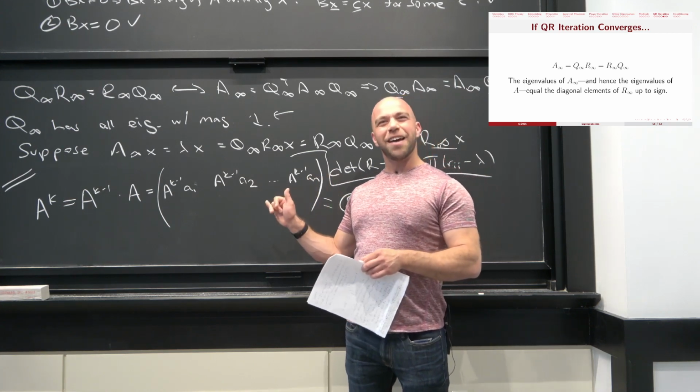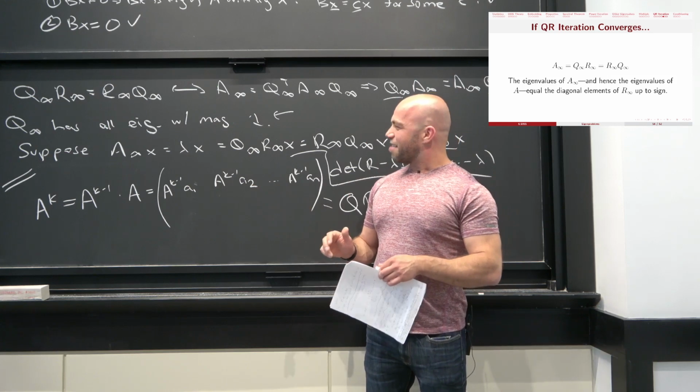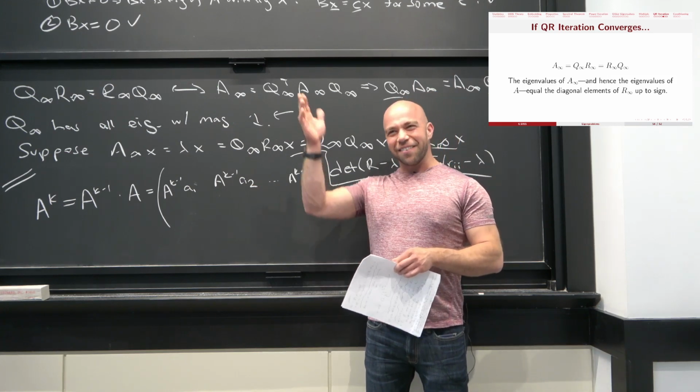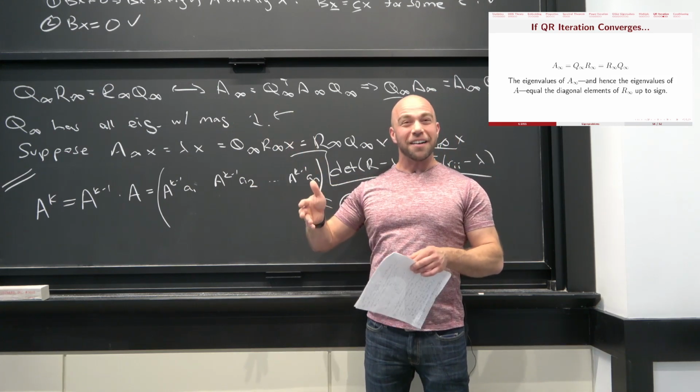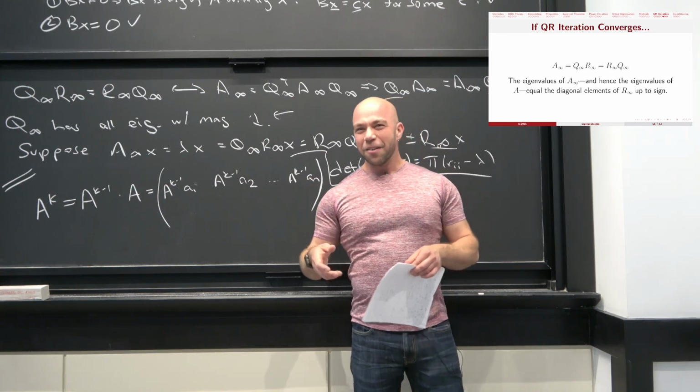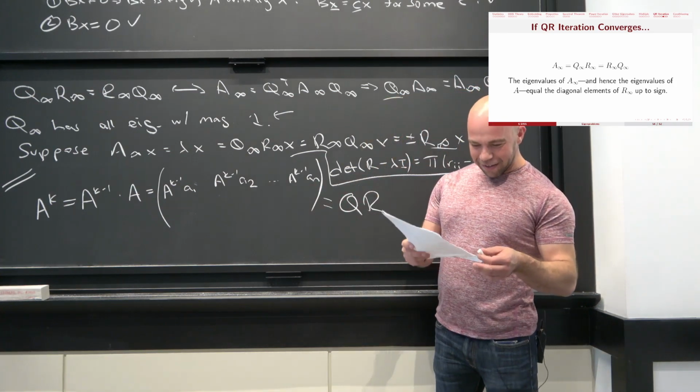Isn't this handy? So in fact, QR iteration is so magical that not only does it give us the eigenvalues, it gives them to us in order. They're sorted from biggest to smallest on the diagonal of R.